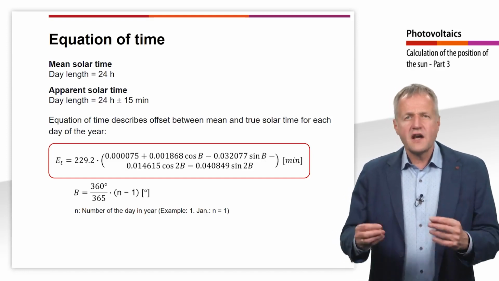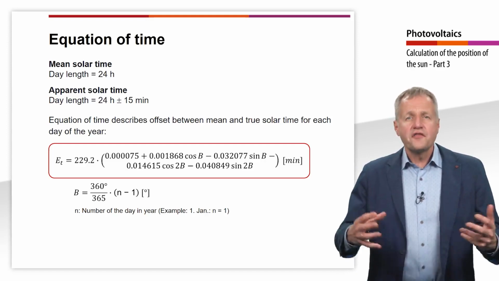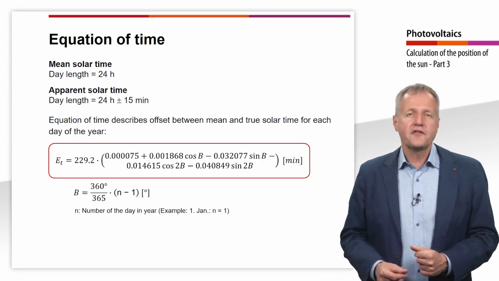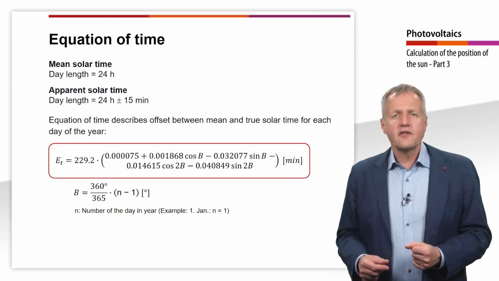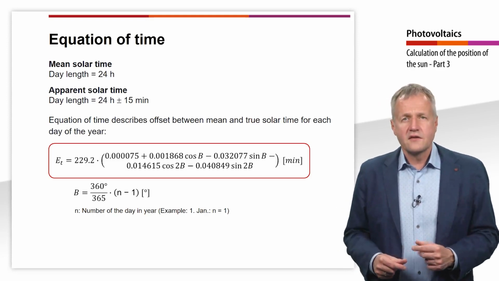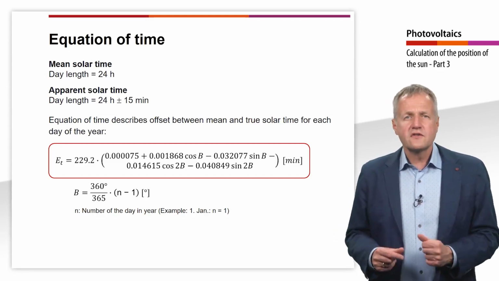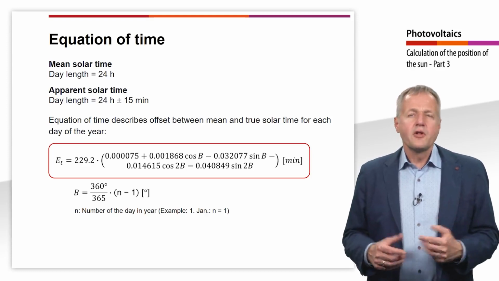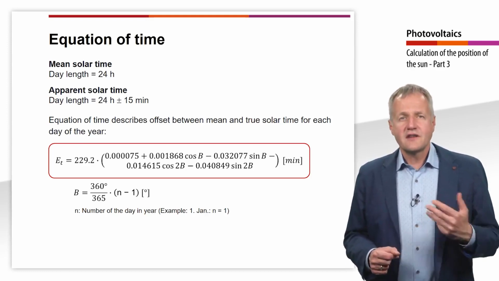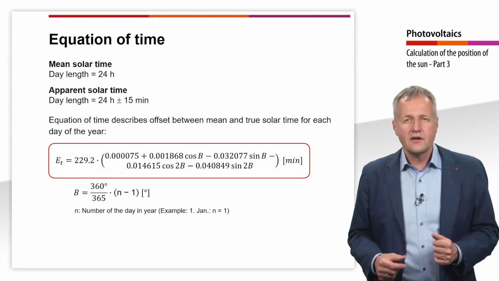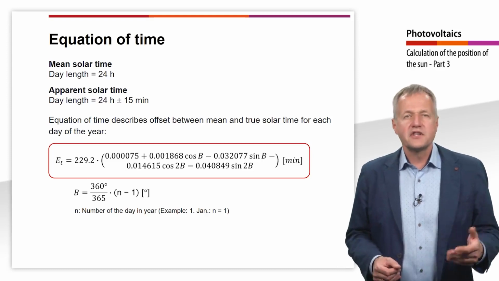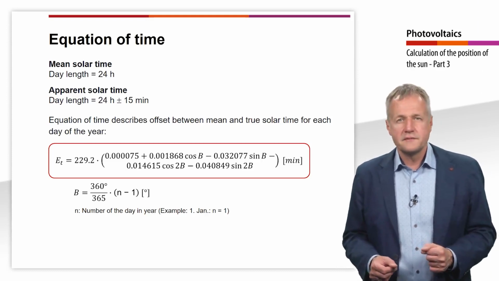Now, the equation of time describes the offset between mean and true solar time for each day of the year. It is given by the formula in the red box, and its unit is minutes. The equation uses the variable B equals 360 degrees divided by 365 multiplied by n minus 1, n being the number of the day in the year. Remember, January 1st is n equals 1.